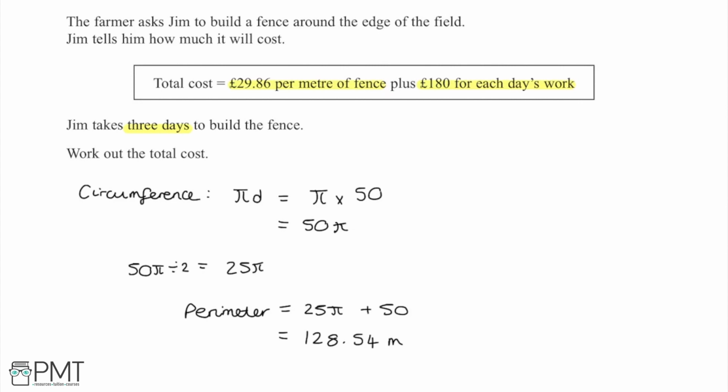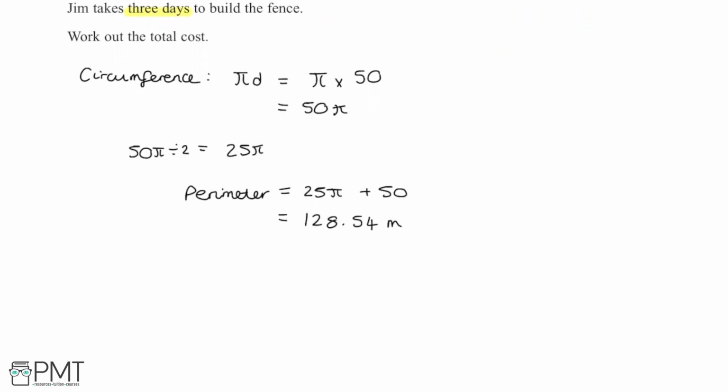Now that I've got the perimeter, I can then work out the cost of this. So if it's £29.86 per metre of fence, in order to work out the cost of the fence, I can take the number of metres I have, so 128.54, and multiply this by the cost per 1 metre, which is £29.86. And that gives me an answer of £3,838.20 here.